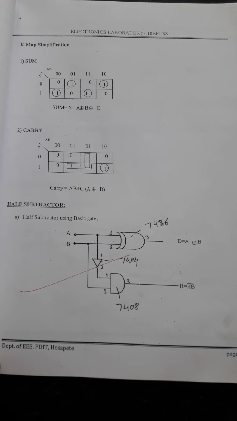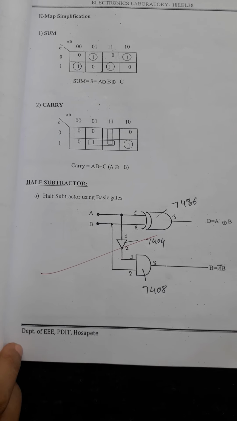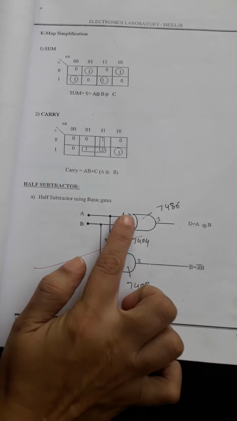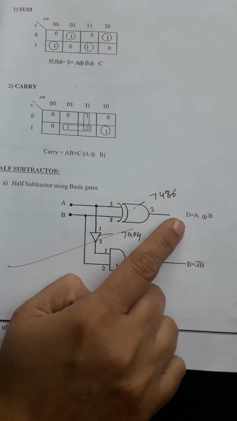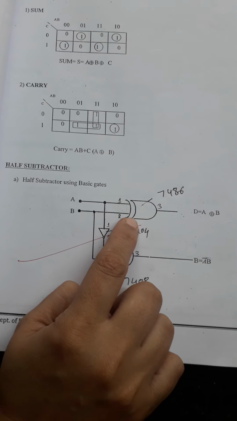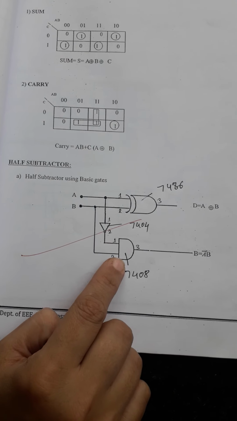So today we will see half subtractor using basic gates. So here connections have been done. 1 is input, 2 is input, 3 is output. So this is XOR gate, it is 7486. This is NOT gate and this is AND gate.